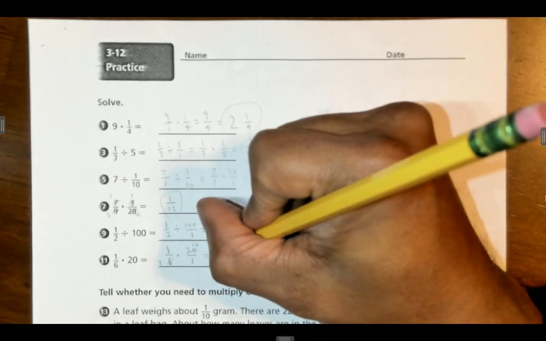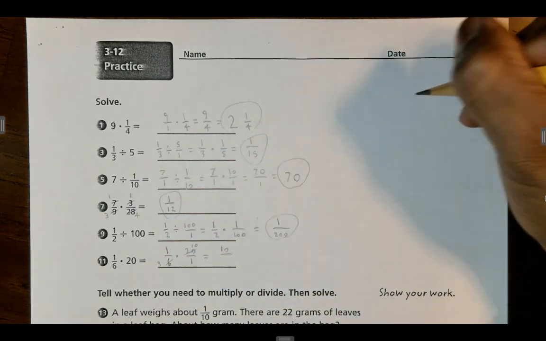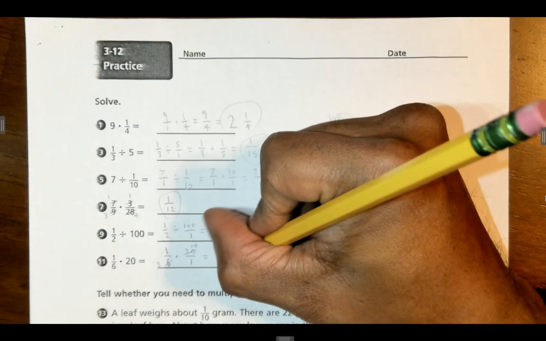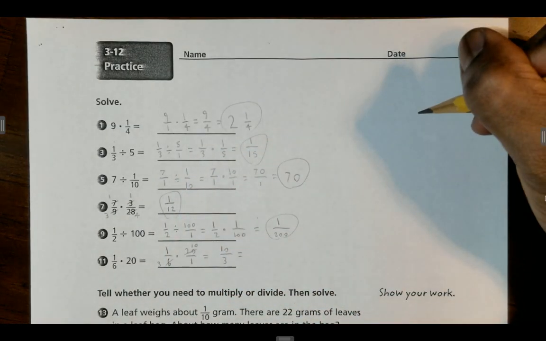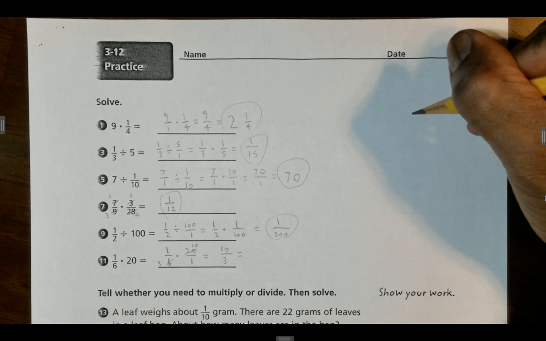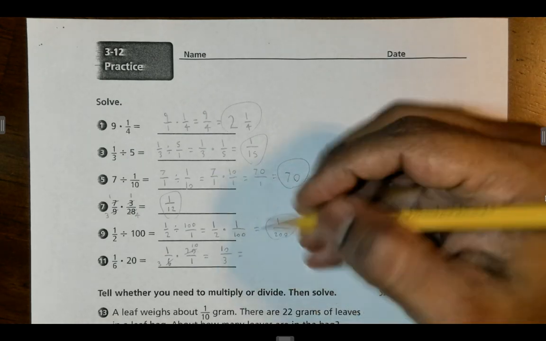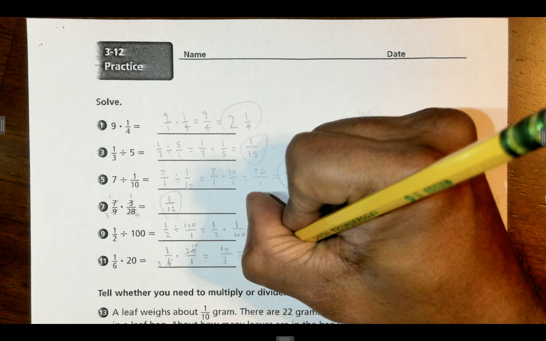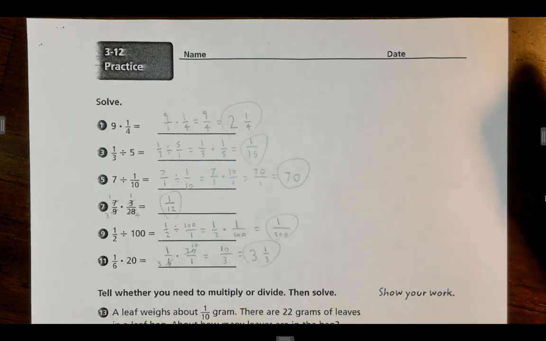Now multiply across the top. 1 times 10 is 10. 3 times 1 is 3. It's improper, so let's convert this into a mixed number. 3 goes into 10 3 times. 3 1/3.